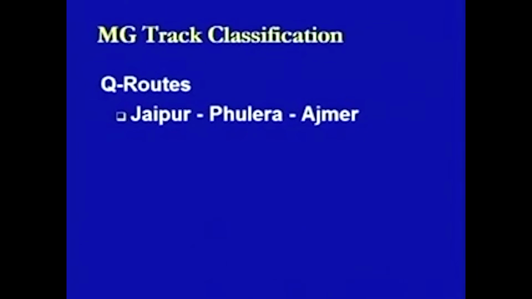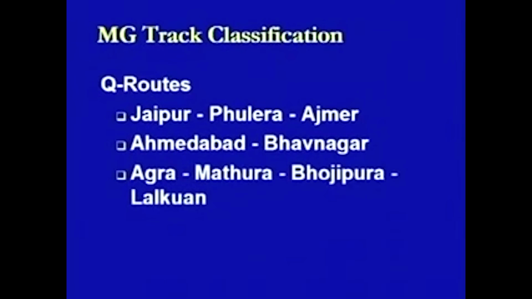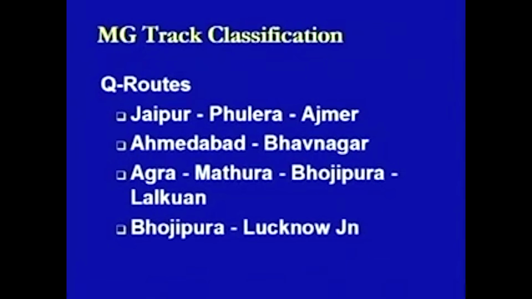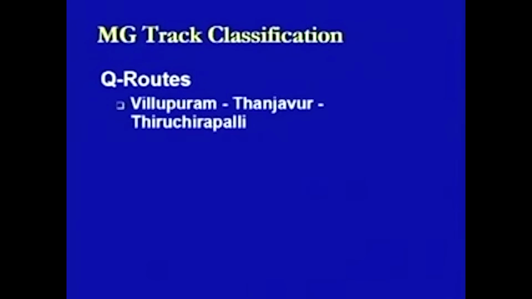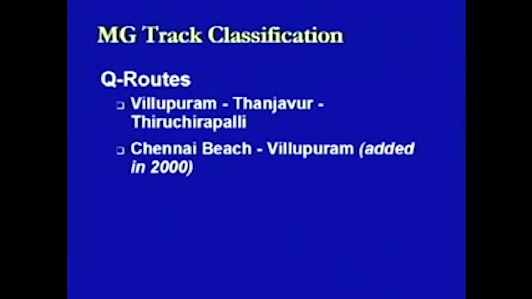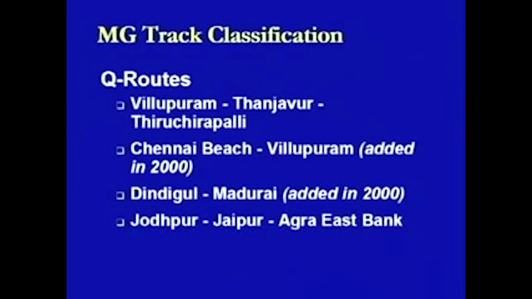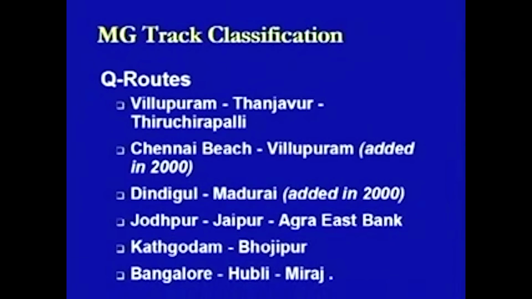then Jaipur to Ajmer, Ahmedabad to Bhavnagar, Agra to Lal Kuan via Bhojipura, Mathura, Bhojipura to Lucknow Junction, Villupuram to Tiruchirappalli via Thanjavur, Chennai Beach to Villupuram, Dindigul to Madurai, Jodhpur to Agra East Bank via Jaipur, Kathgodam to Bhojipura, Bangalore to Miraj.